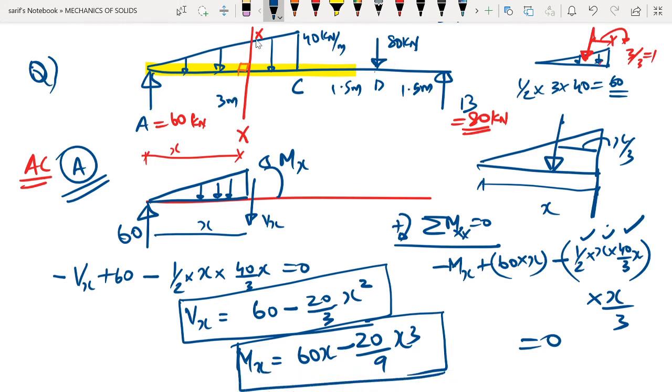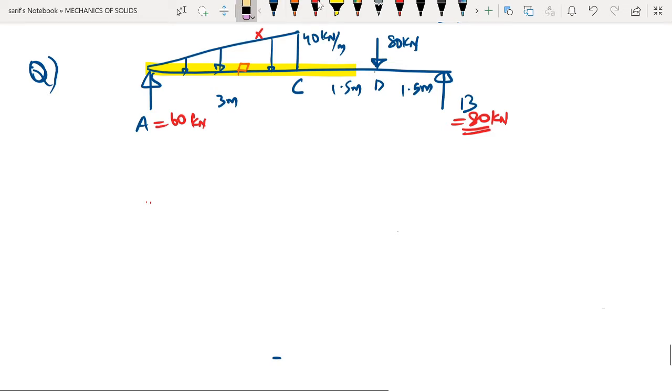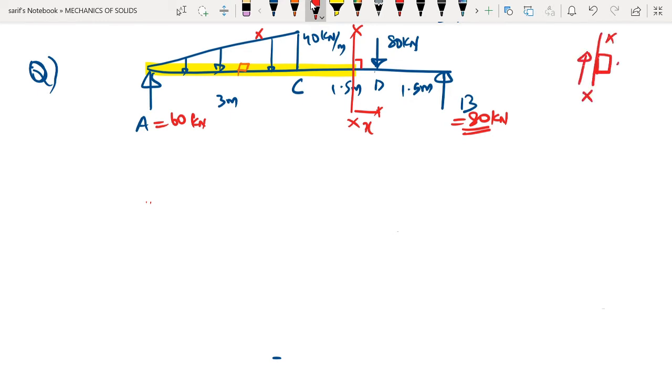Now the next point that we will consider is the region CD. Again, to consider the region CD, it is advantageous to choose the origin as the nearby point. This would be x, and we would consider a small element here. If you try to zoom it out, these would be the positive directions of shear force and bending moment.